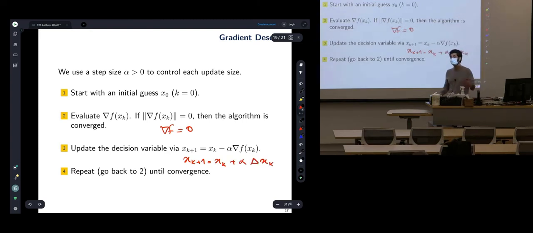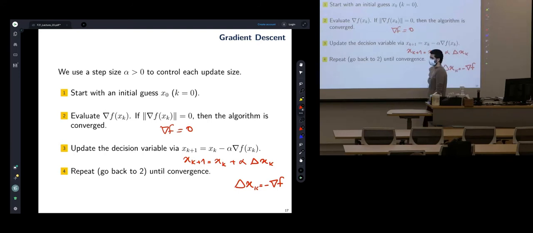Right? But the delta x is the negative of the gradient. So you see that negative sign. And delta x is the negative of the gradient. Now, what is alpha? Just like root finding, just one giant step using the gradient might be too big of a step for the algorithm to converge.